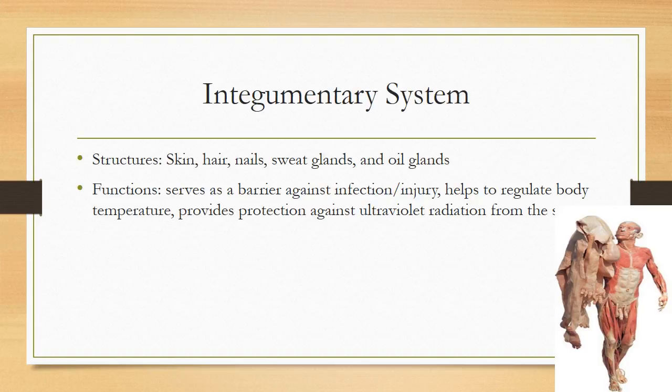So the integumentary system is your skin, your hair, your nails, and both types of glands. These are oil and sweat glands. So this basically serves as a barrier from injury as well as infection. So it's your first line of defense for your immune system. It also helps regulate your body temperature. It protects your body also from the UV rays associated with the sun.